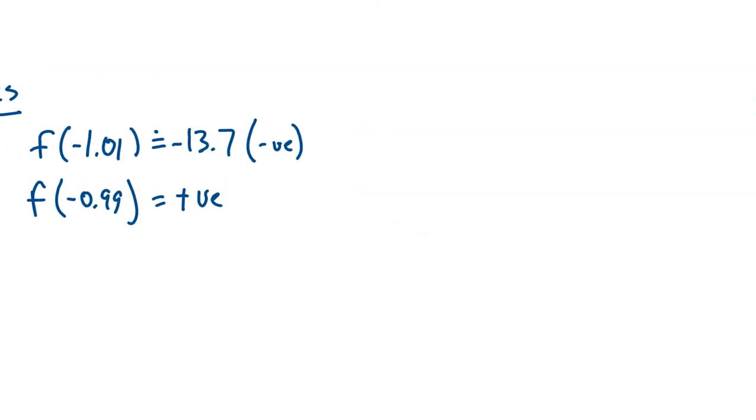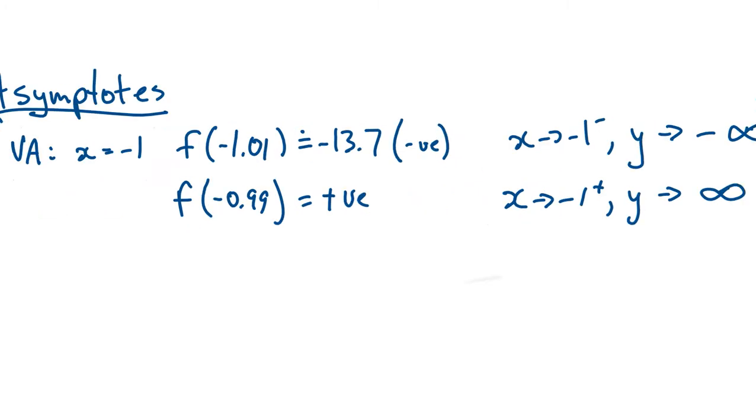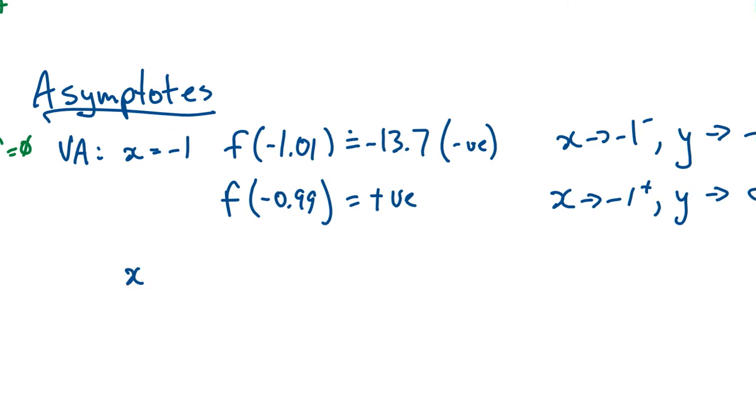Okay, so I've got those. I'm going to write out the summary here. As x approaches negative 1 from the left, y is going to? More negative. Yeah, and so we call it negative infinity, right? Good. As x approaches negative 1 from the right, y is going to? Positive infinity. Okay, next vertical asymptote.